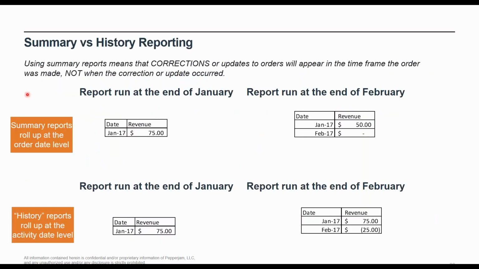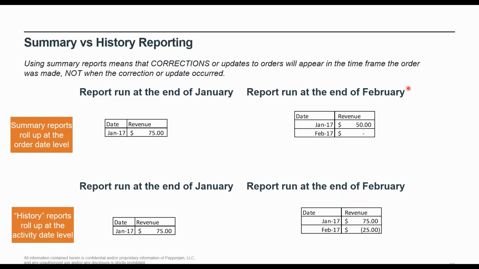Now let's think about point in time. If I'm at the end of January and I'm running a report, the return hasn't happened yet. Summary reports roll data up to the order level. So I'm summarizing my data at the end of January, no returns happened yet, so I have $75 associated with the date of January 1st. Now history reports roll data up to the activity level. If I run this report at the end of January, the return hasn't happened yet, and so it's still $75.